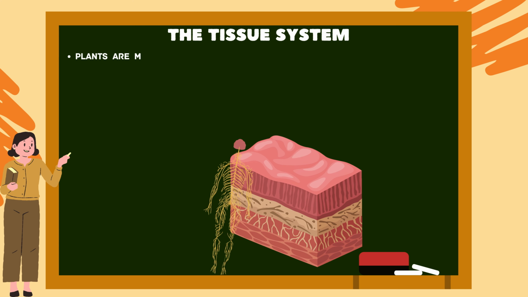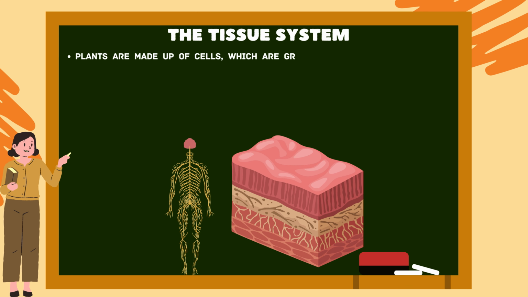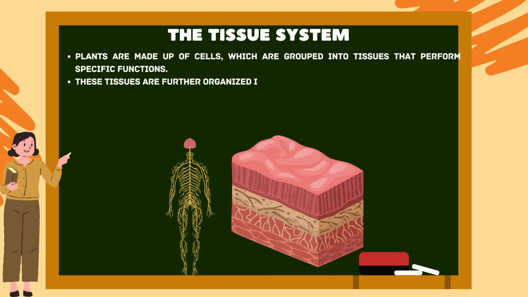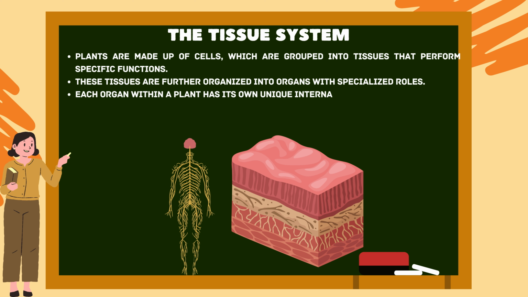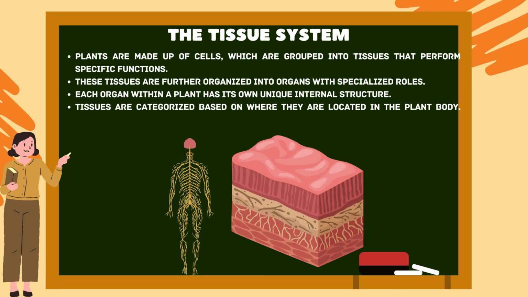Next topic is the tissue system. Plants are made up of cells which are grouped into tissues that perform specific functions. These tissues are further organized into organs with specialized roles. Each organ within a plant has its own unique internal structure. Tissues are categorized based on where they are located in the plant body. There are two main types of plant tissues: meristematic tissues and permanent tissues.